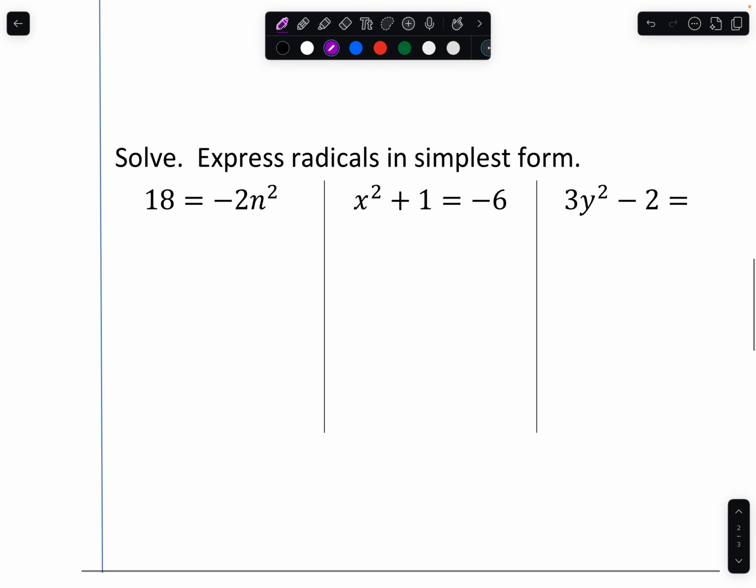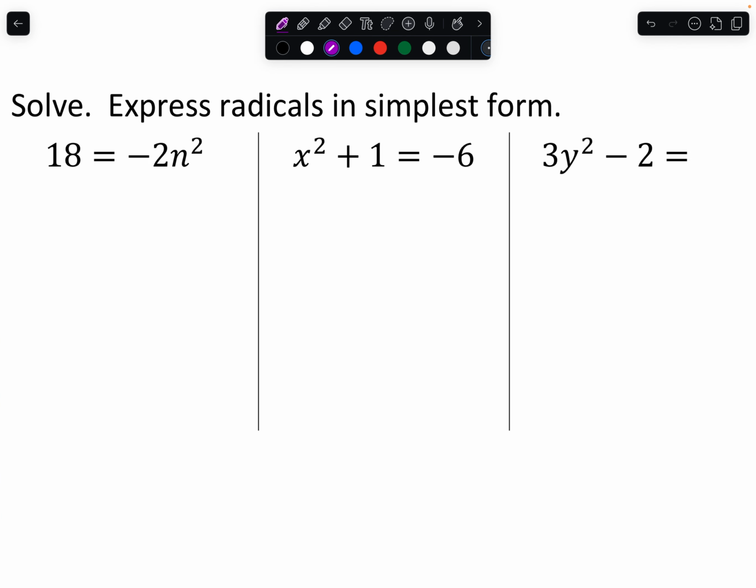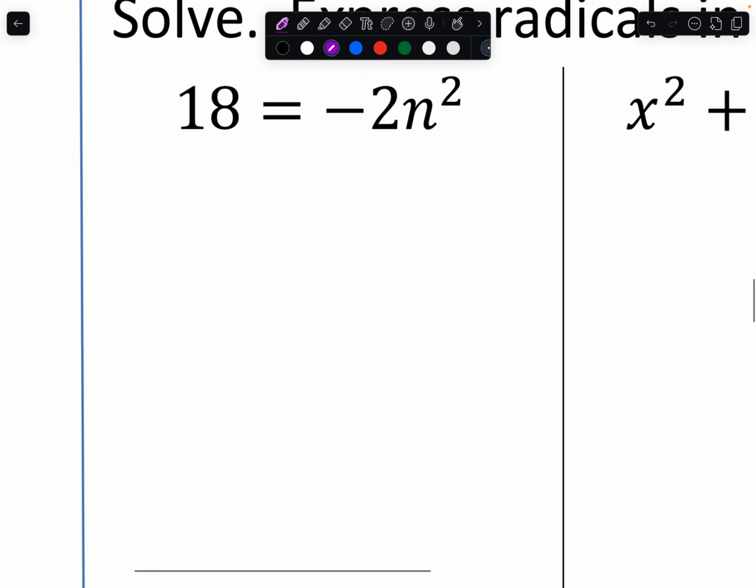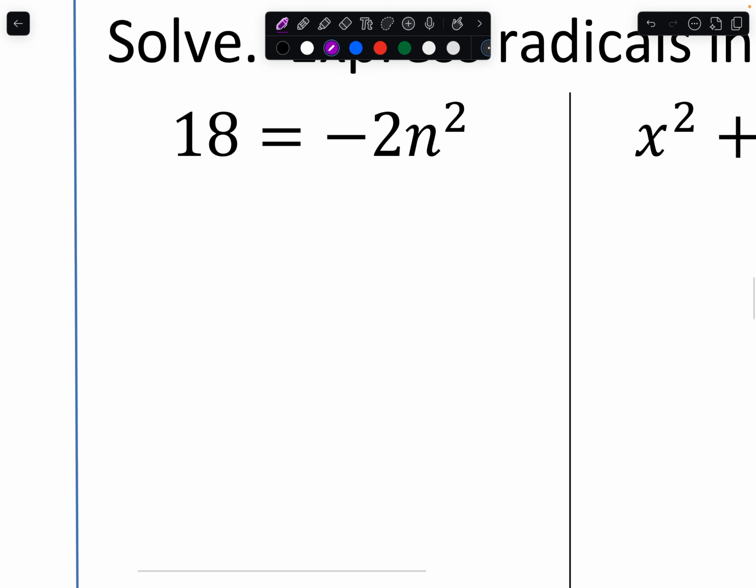Now we're going to use this to solve quadratic equations where we can isolate the variable. That means get the variable by itself. Right here, we're going to divide by 2 on both sides, negative 2 on both sides. Over here, we get n squared. Here we get negative 9. Now we're going to square root both sides.